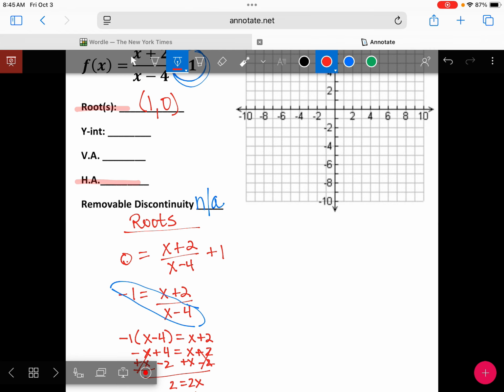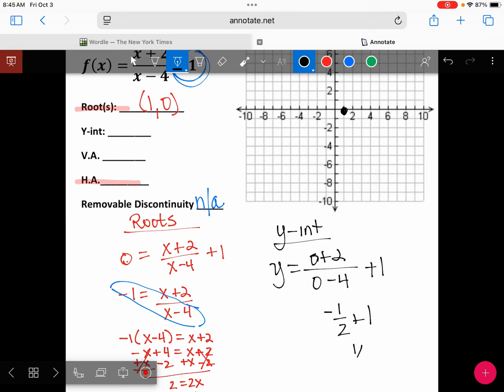I'm going to go ahead and write that as an ordered pair, and let's plot that on my graph. Okay. Y-intercept, just like before, y is going to equal (0 plus 2) divided by (0 minus 4), plus 1. So that'll give you negative 1/2 plus 1, which is just positive 1/2. So that would be my y-intercept. So I'm going to put that right in between the 0 and the 1.